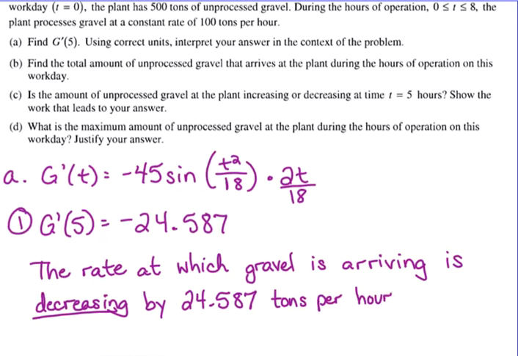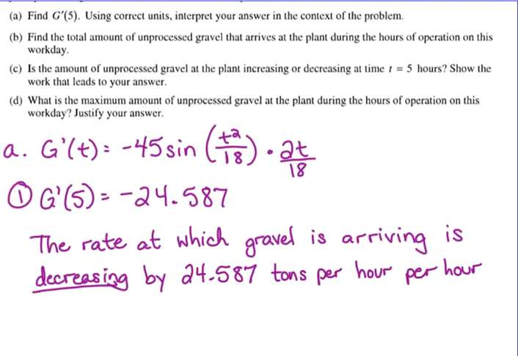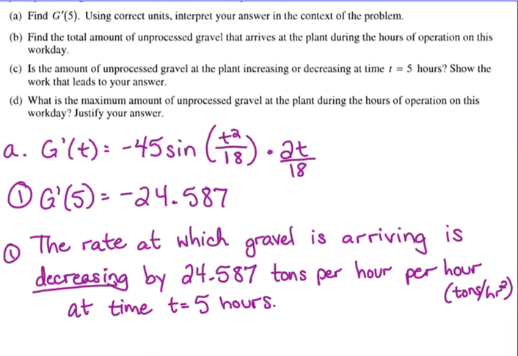per hour, because we were originally tons per hour, and then we're talking about a rate here, so that's tons per hour per hour, or tons per hour squared, is probably how you're used to it. You do need to be specific at time t equals 5 hours. So you get 1 point for the value, 1 point for your interpretation.